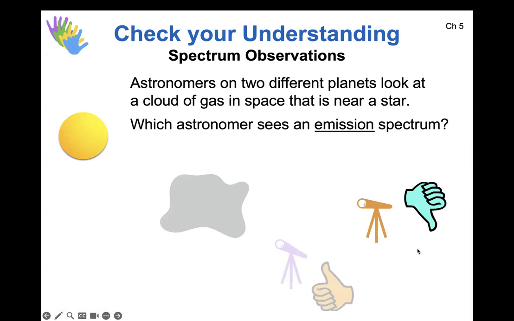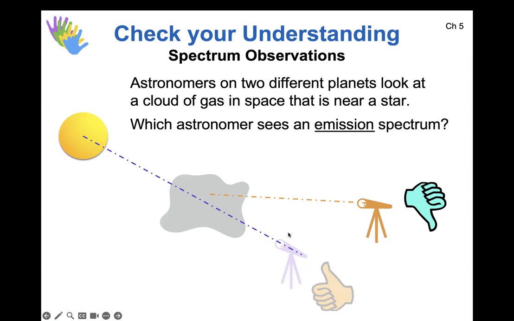This astronomer on a different world, maybe they're us, and the aliens are the ones with the purple telescope. We're seeing an emission spectrum because our line of sight doesn't have the source directly behind. So we're not seeing the absorption. Instead, we're seeing the emission.